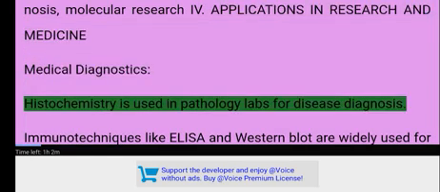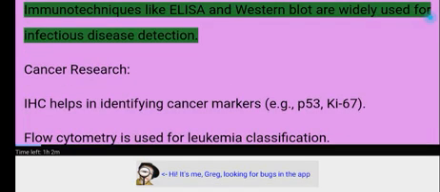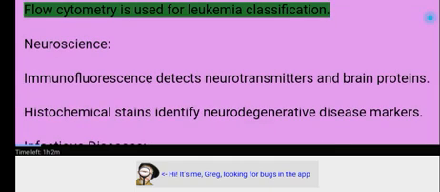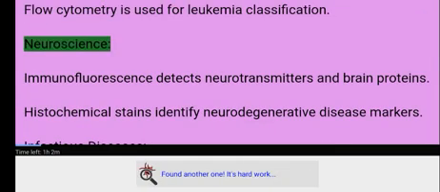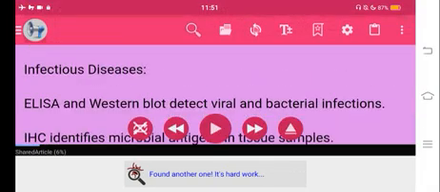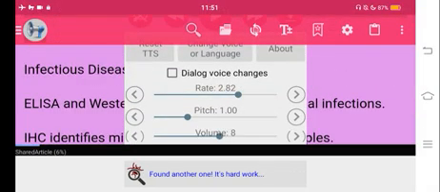Medical diagnostics: histochemistry is used in pathology labs for disease diagnosis. Immunotechniques like ELISA and Western blot are widely used for infectious disease detection. Cancer research: IHC helps in identifying cancer markers, e.g., p53, Ki67. Flow cytometry is used for leukemia classification. Neuroscience: immunofluorescence detects neurotransmitters and brain proteins.